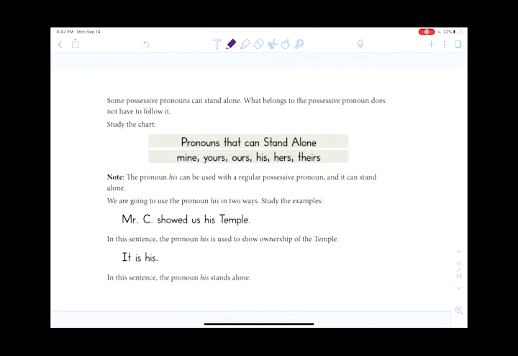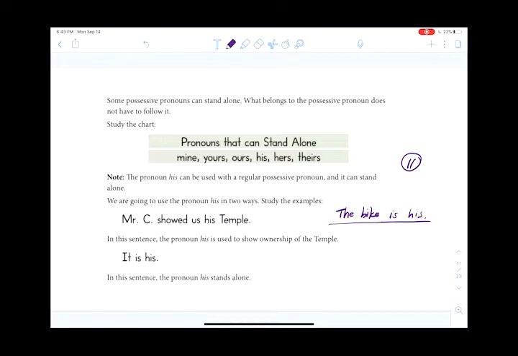Now, copy the list of pronouns that can stand alone. After that, write a sentence using a pronoun that can stand alone. For example, the bike is his. Pause this video and complete those exercises. All done? Great. I'll see you next time.